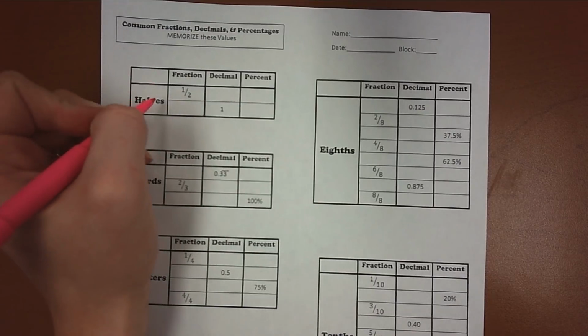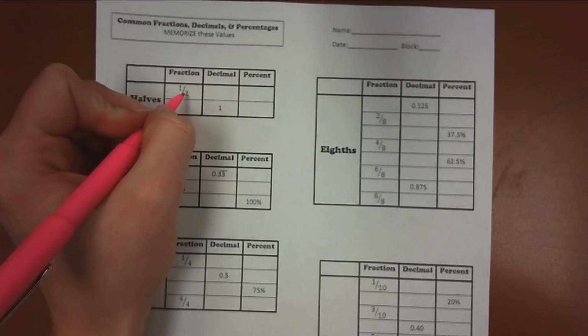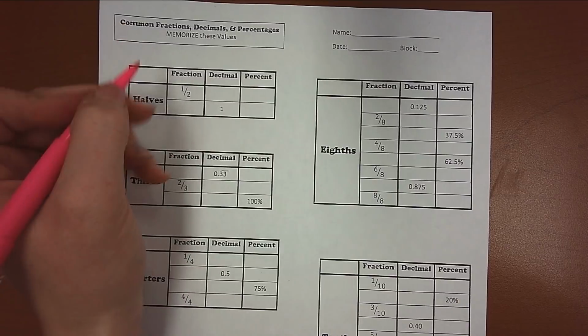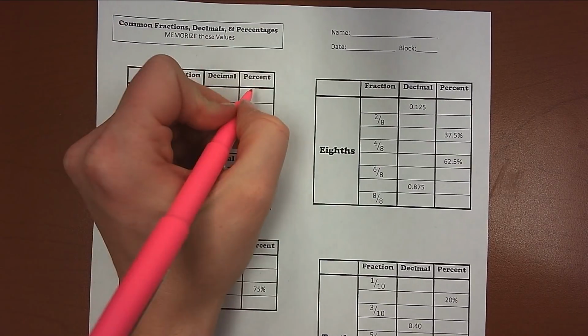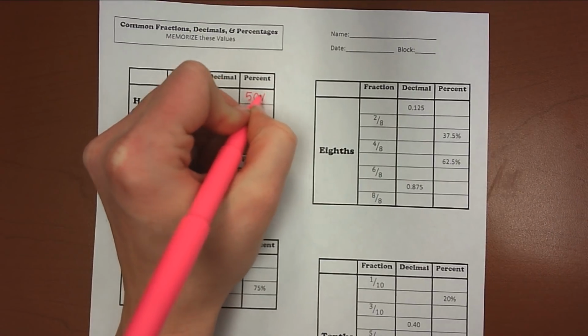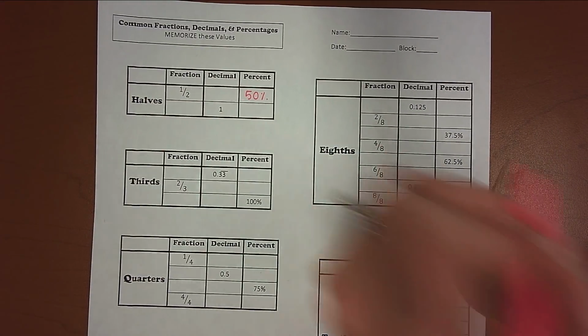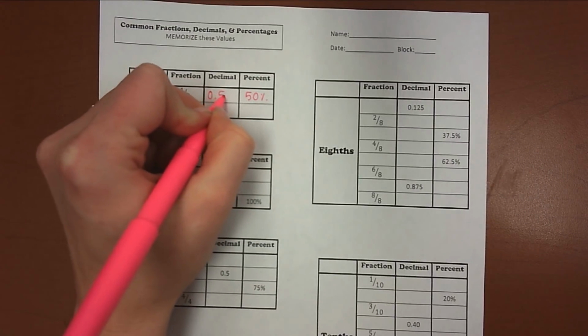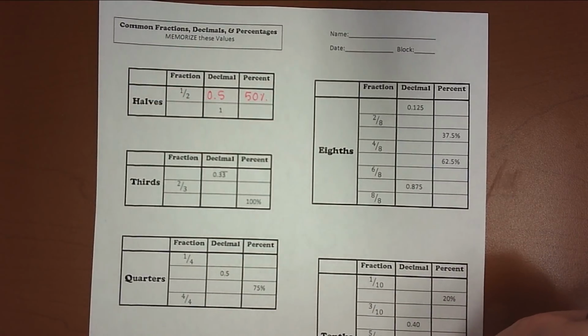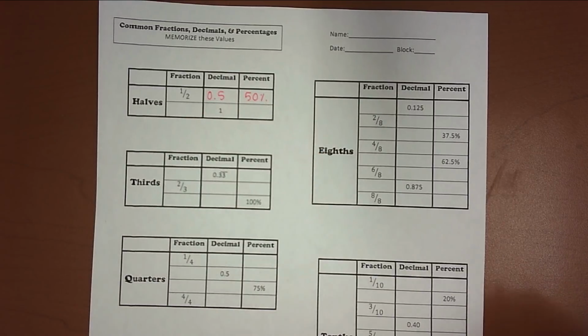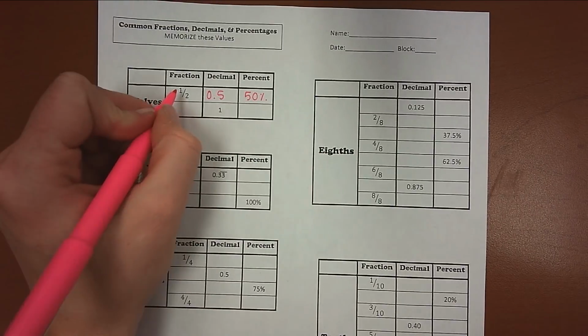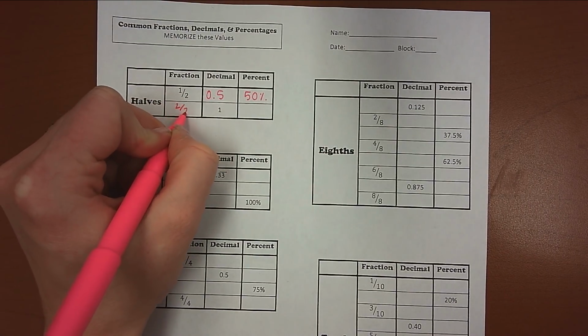So the first fraction that we have is halves. The first fraction is 1/2, and you may not know the decimal by heart, but the percentage, hopefully, you already have an idea that 1/2 is the same thing as 50%, and our decimal is 0.5. So if you didn't know that already, the decimal is 0.5. The percentage is 50%. And then we can also have, instead of 1/2, 2 halves.